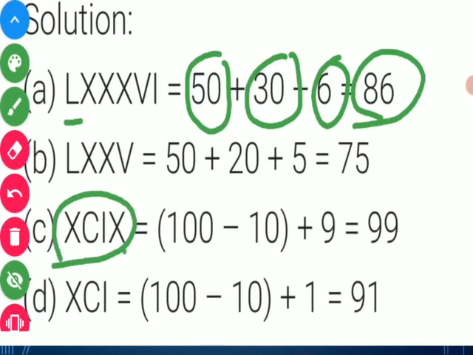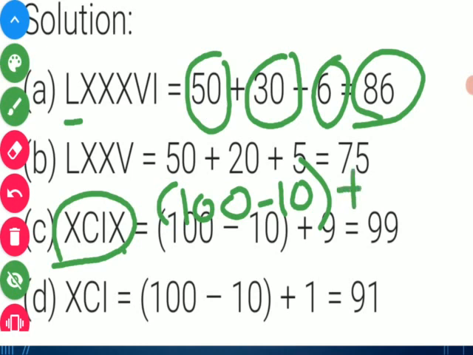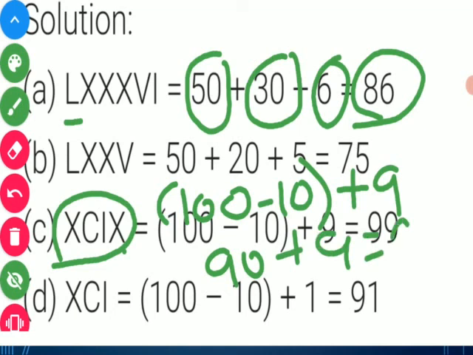Now see this number, XCIX. XC represents 90, because C means 100, and if any number is to the left of C, then we subtract. So X is to the left of C, so subtract 10 from it. This gives you 90, and then 9. So 90 plus 9 is 99. Hope it is clear to all of you.